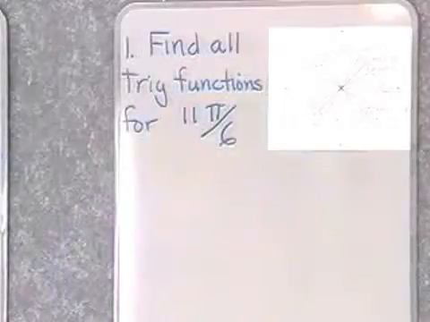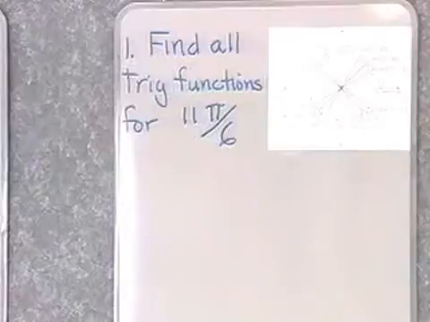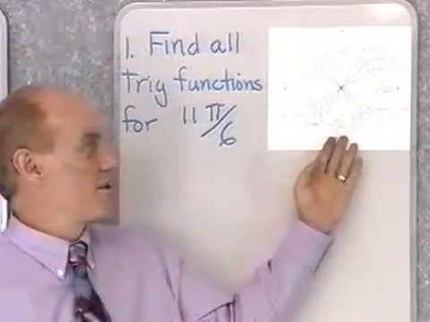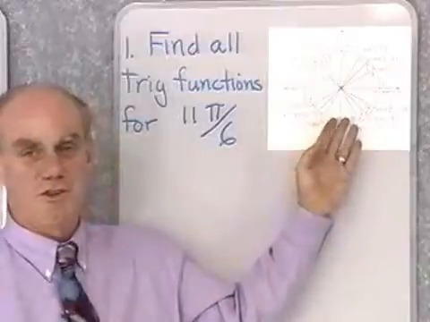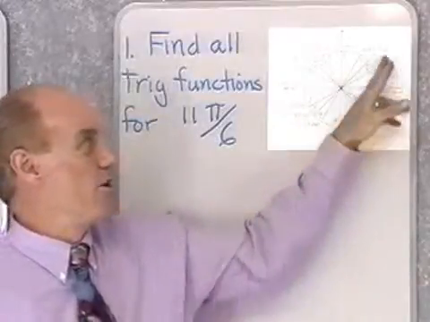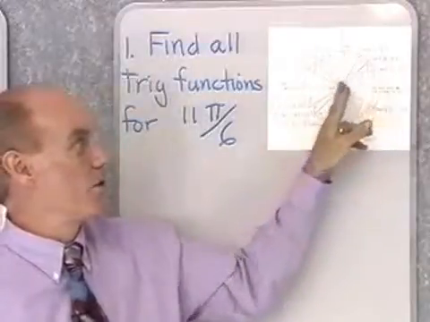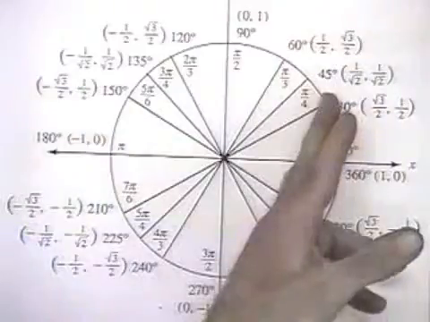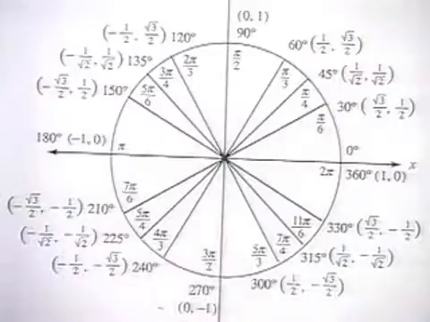Let's use the unit circle to find all the trigonometric functions for 11 pi over 6. Now, what I've done is reproduce this little diagram out of your book of the unit circle that has all the angles, their corresponding radian measure, and then the ordered pairs where the terminal side of those angles intersect the unit circle. So here's a nice close-up of that.